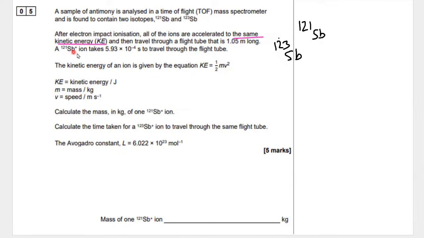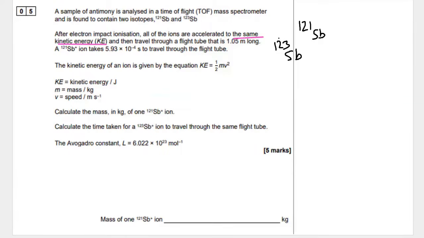A 121 Sb plus ion takes 5.93 times 10 to the minus 4 seconds to travel through the flight tube. The kinetic energy of an ion is given by the equation KE equals half mv squared, where kinetic energy is measured in joules, mass in kilograms, and speed in meters per second. Calculate the mass in kg of a 121 Sb plus ion. Calculate the time taken for a 123 Sb plus ion to travel through the same flight tube. Using Avogadro's constant, L equals 6.022 times 10 to the 23. So we've got two parts to this question, which makes this one slightly different from the norm.